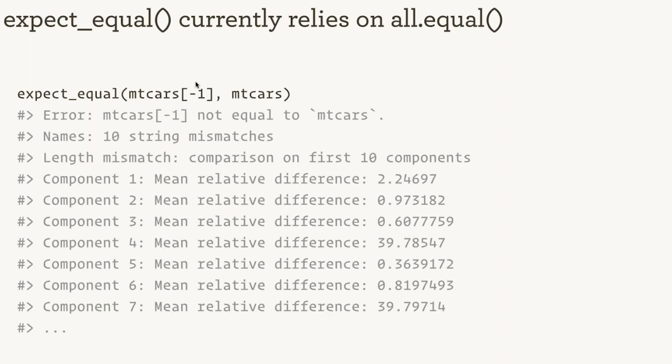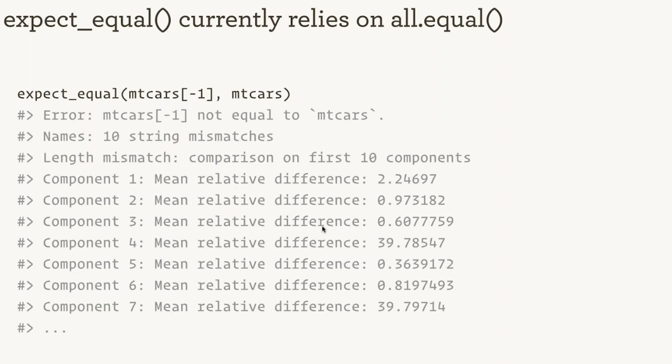So here I'm comparing empty cars without the first column to empty cars, the full data set. And you'll notice I get a lot of output. It tells me that there are 10 string mismatches in the names, which doesn't really help me. It tells me there's a length mismatch. And then it gives me a bunch of mean relative differences. So this certainly tells me that there's a difference, but it doesn't concisely, crisply point me to the fact that there's a column missing in this data frame.